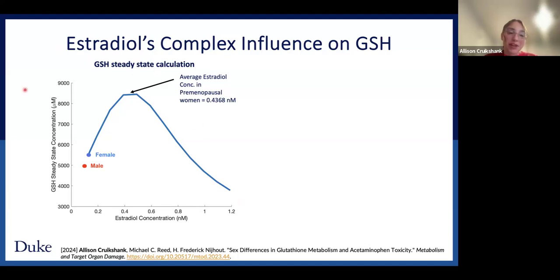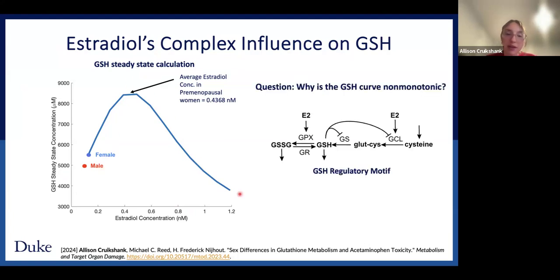But we can use our mathematical model to explain why we see this non-monotonic behavior. I'll explain why using what we call this glutathione regulatory motif. It takes into account the fundamental idea that at steady state, which this curve basically represents at different estradiol concentrations, the flux in has to equal the flux out. So the flux in glutathione has to equal the flux out. When estradiol first starts to increase on this side, the synthesis of glutathione is going to increase, so the flux in is going to increase, driving glutathione up.